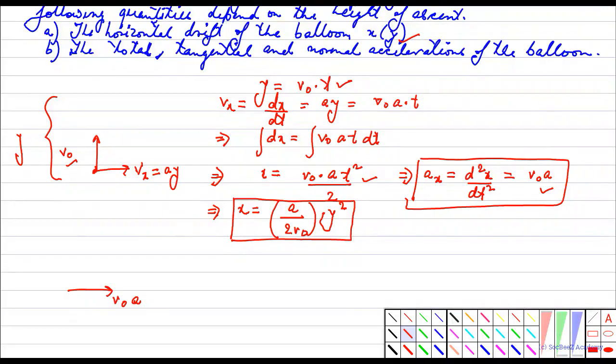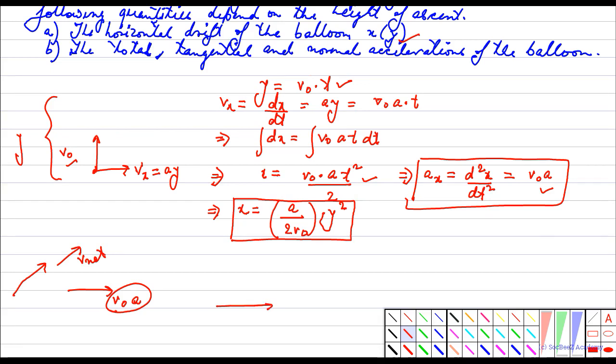I need to find out the total, the tangential and the normal accelerations of the balloon. So I have got the total acceleration as v naught into a along the x-axis. So the tangential acceleration of the balloon is going to be directed along this direction, let's say. And it would be parallel to the actual velocity, net velocity vector of the balloon. So this is basically going to be parallel to the v net. Now let us find out the direction of v net.